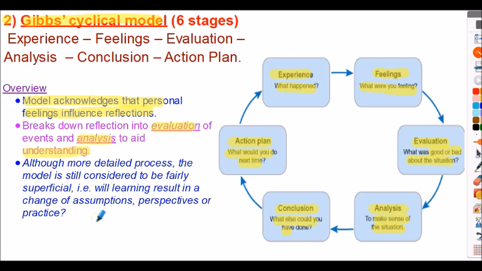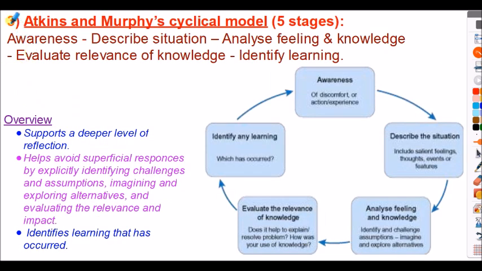But some of the criticisms of this model, that though it's a very detailed process, the model is still considered to be fairly superficial, in that will learning result from change of assumptions, perspectives, or practice? If you read around this model, you'll see some people are quite critical of it in that respect. Is that, okay, you go through this process, but do you actually force any learning to come out of it? Have you got a change of perspectives that's come out of the reflection? The model doesn't really guarantee that with the way it's devised, but nevertheless a more thorough model than the first model. And here's a third model for your reference.